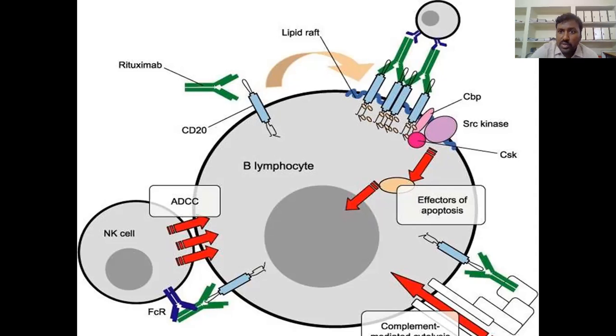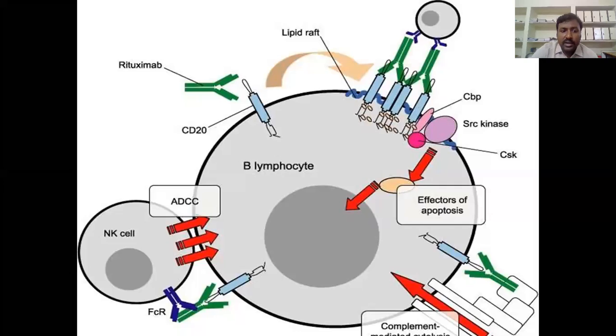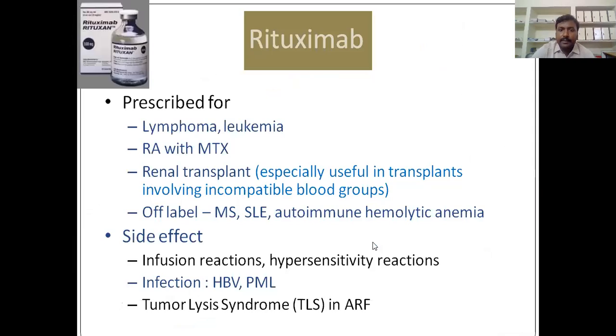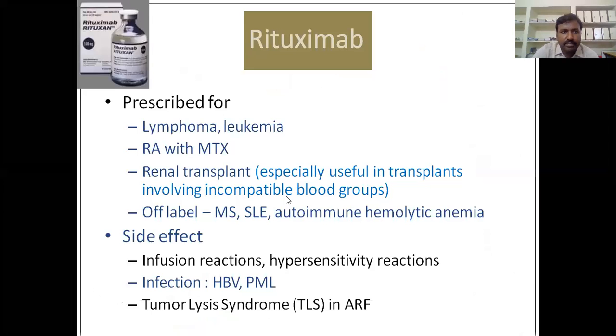Like that, what we discussed is CD52. When the drug is bound to CD52 here, cell lysis happens. So this is the diagrammatic representation of how it works.